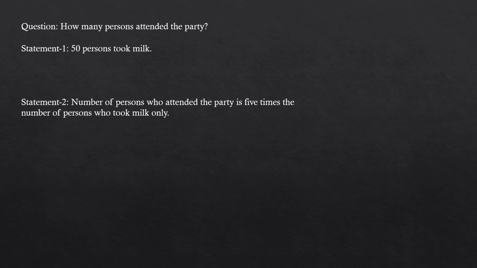Now again back to the question. How many persons attended the party? And recently we derived there are a total of 120 plus x persons who attended the party. And statement 1, 50% took milk. So is it possible to give the answer to how many persons attended the party with the help of 50% took milk? Let's check.